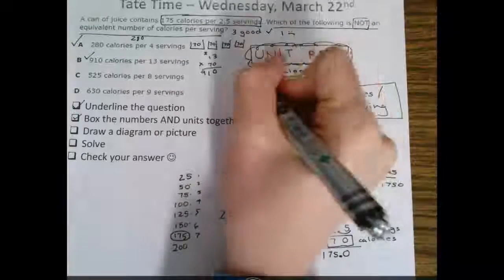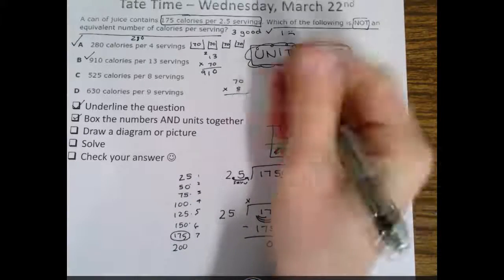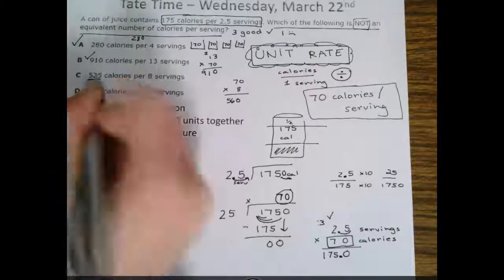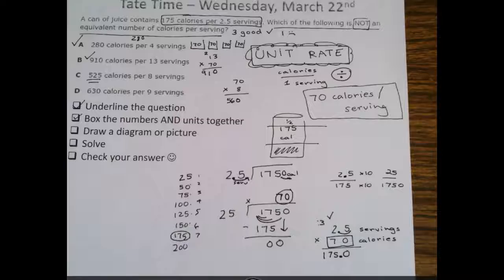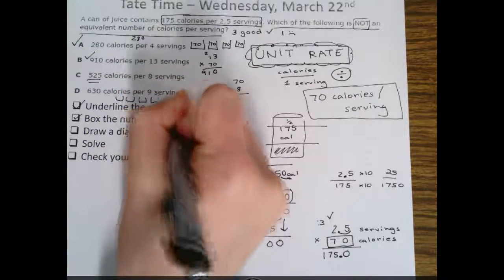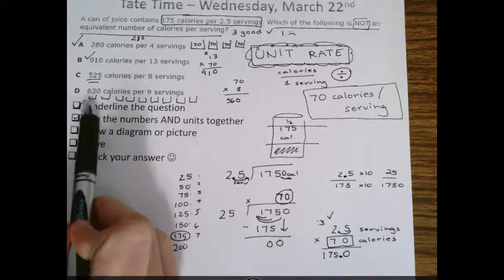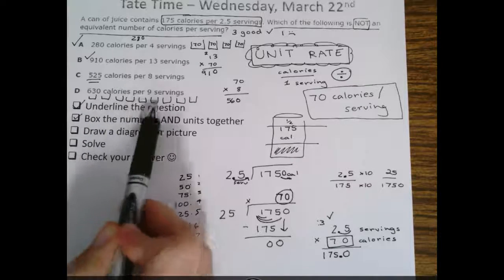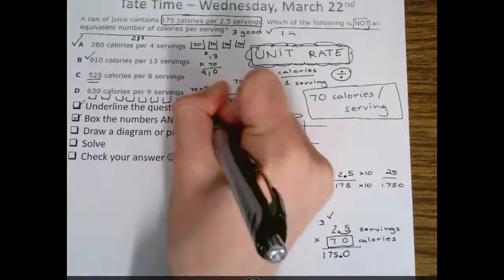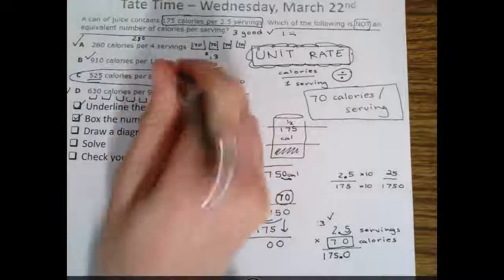Let's check the next one. 8 servings. So I'm going to do 70 times 8 servings. Well, I already know that 7 times 8 is 56, and then it's going to be 10 times bigger. That does not match this. Let's check the next one. 630 per 9 servings. So if I have 9 servings, each one's going to have 70, 9 times. 70 times 9 is 630. Check. So the only one that doesn't work is C.